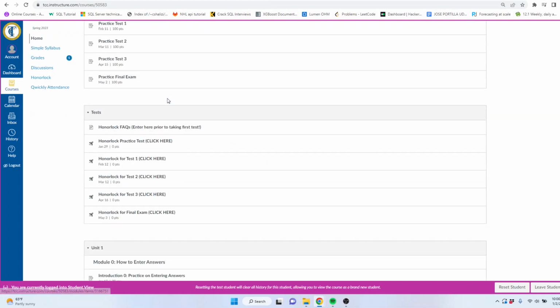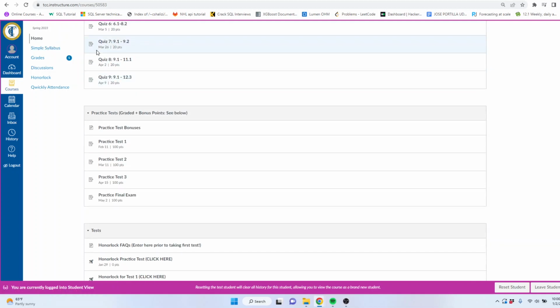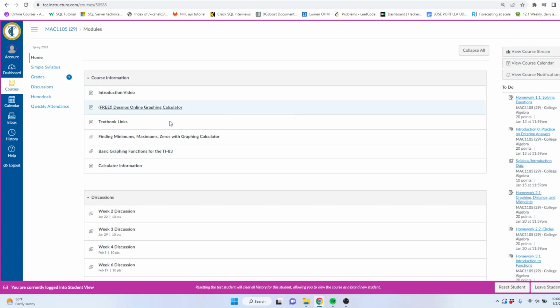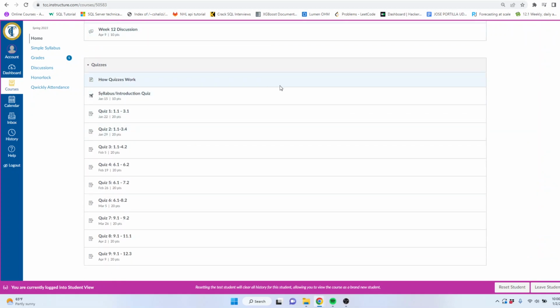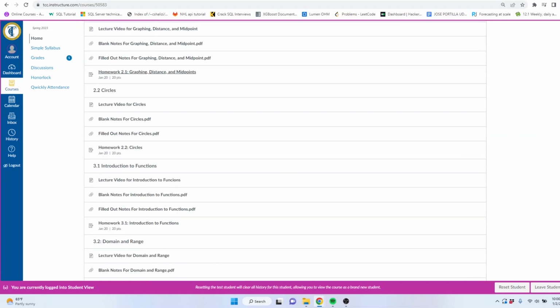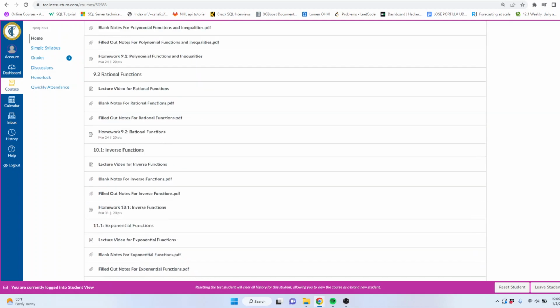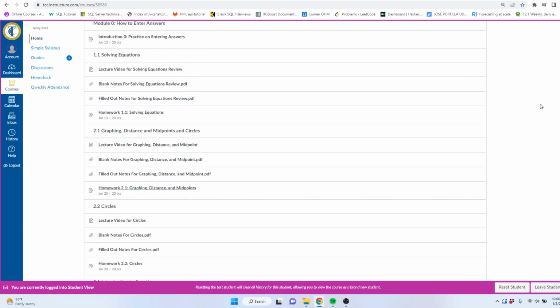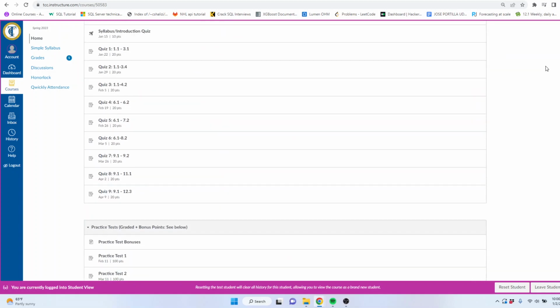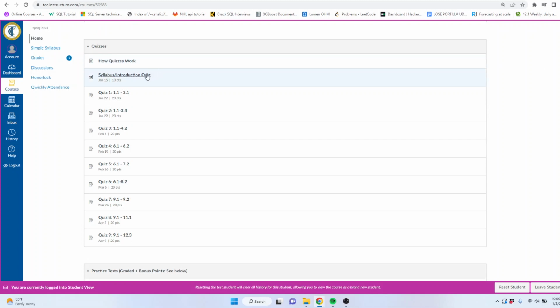All right, so that's really what's on this page, the home page of our Canvas site. Everything else is structured below. There are no surprises after this. We go through all the sections all the way down to 13.2. There are some final exam review materials, which I will point out when we get to that point in the course. The one thing I did want to mention, I did say something about looking at the syllabus and introduction quiz.